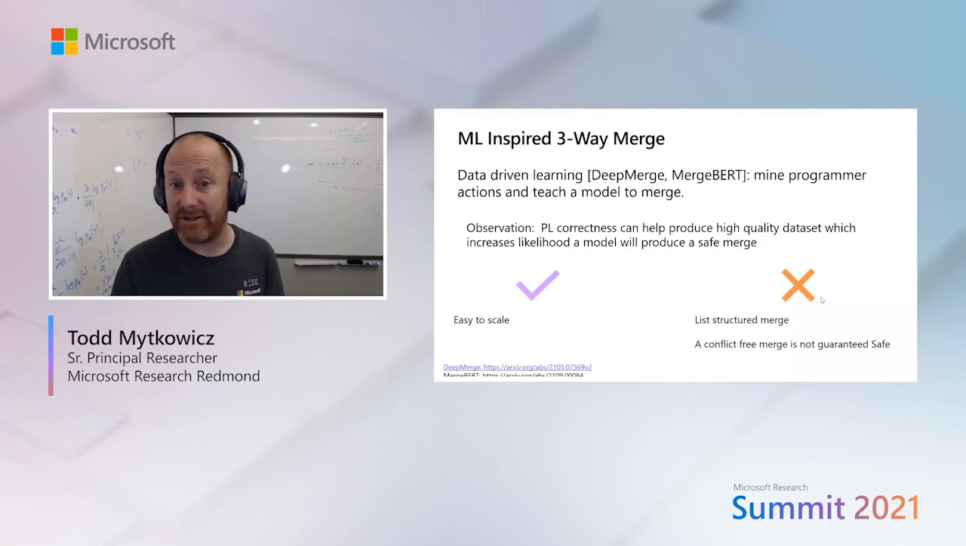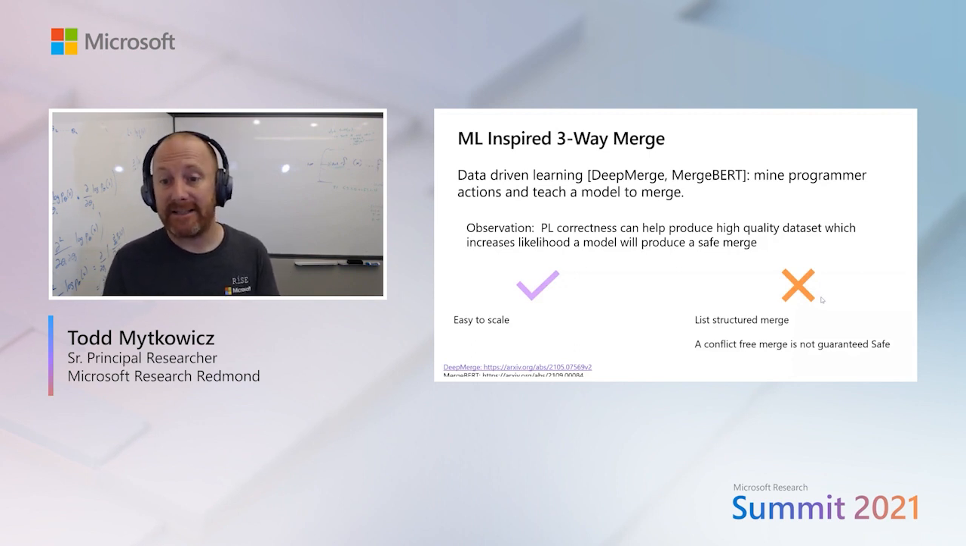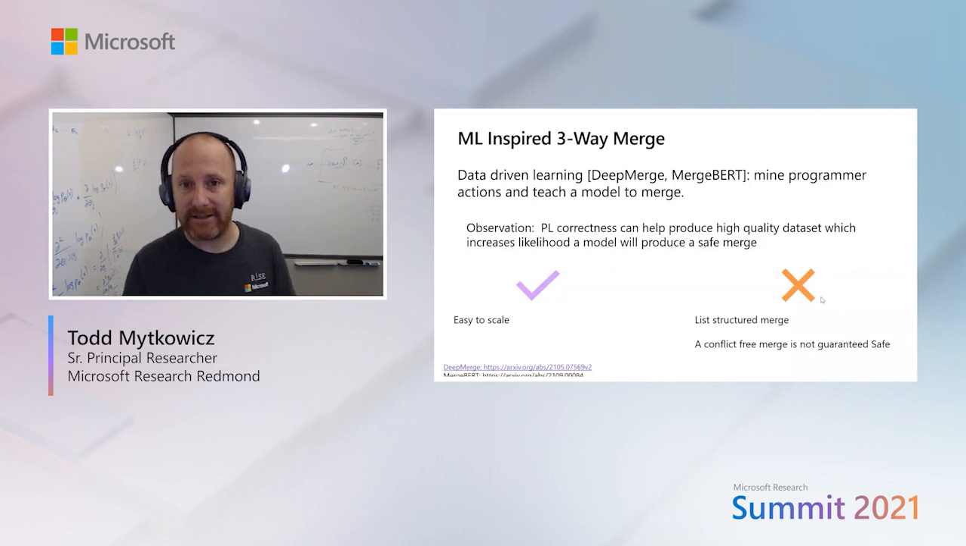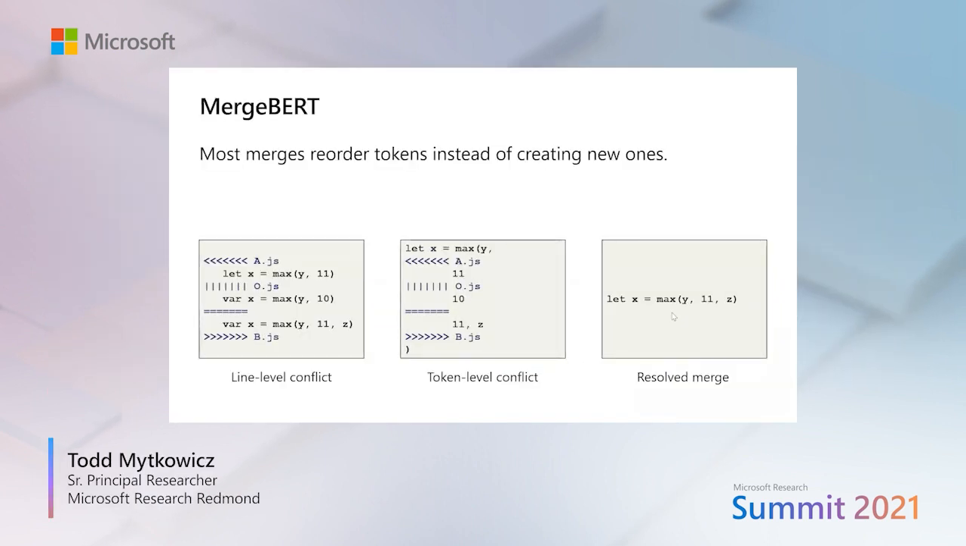So the nice thing about this is that they're easy to scale, right? If I come up with a new language that I want to apply this approach to, I just have to get data and train a model. The downside is that it's a list structured merge, and despite the empirical guarantees, it definitely does not give us any formal guarantee of safety. So I want to go into a little bit of detail about how MergeBERT works.